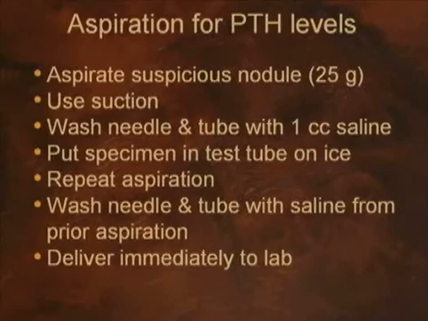The technique that we use at Mallinckrodt is to aspirate a suspicious nodule with a 25 gauge needle. We use suction. We take the sample and wash it with a cc of saline and inject the resulting mixture in a test tube. Then we put the test tube on ice, and then we repeat the aspiration and wash the needle and the connecting tube with saline from the prior aspiration. And then we deliver it immediately to the lab for analysis.